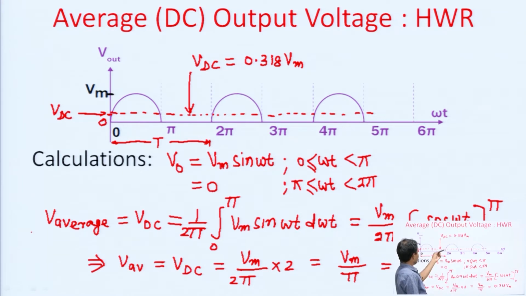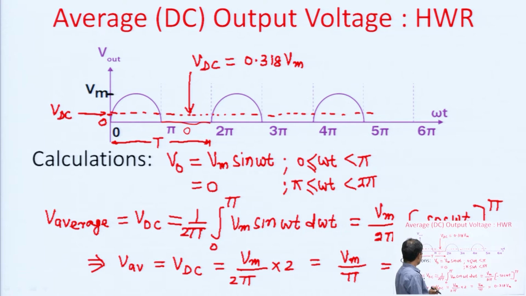If we define the output voltage of the half wave rectifier, then we can mathematically define it like this: V output is equal to Vm sin omega t for omega t greater than or equal to 0 and less than or equal to pi. This means for the positive half cycle V output is equal to Vm sin omega t, and for the negative half cycle, that is pi to 2 pi, it becomes 0. Here the output voltage is 0.